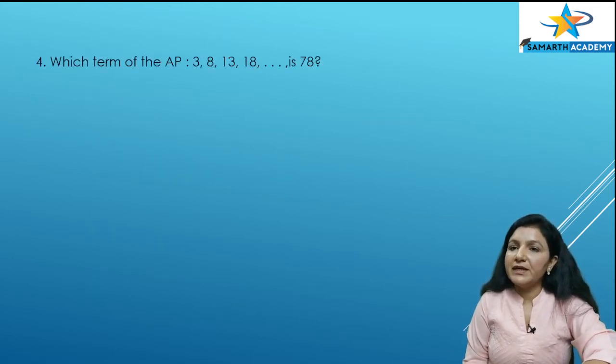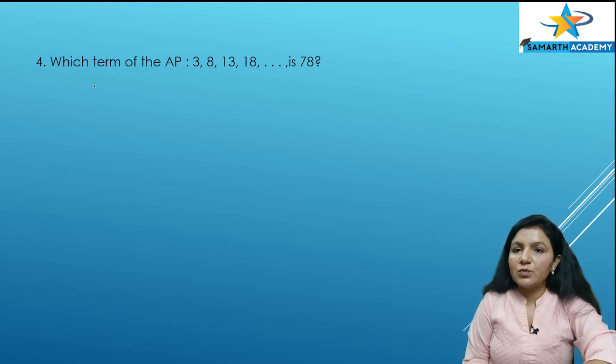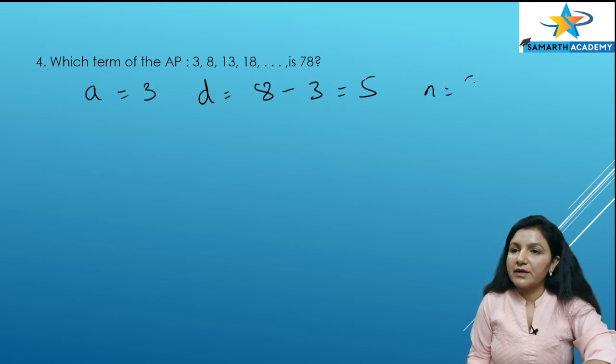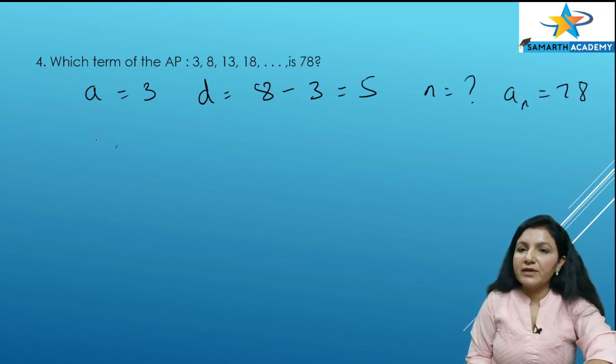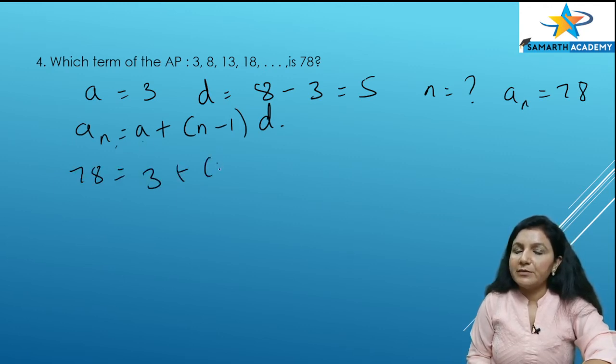Which term of the AP is 78? So what is asked here? N is asked. First term A is 3. D is the second term minus the first term, which is 5. N is the question mark, and AN is equal to 78. So write the formula, the general term. AN is equal to A plus N minus 1 into D. 78 is equal to, the value of A is 3, plus N minus 1 into D, that is 5.